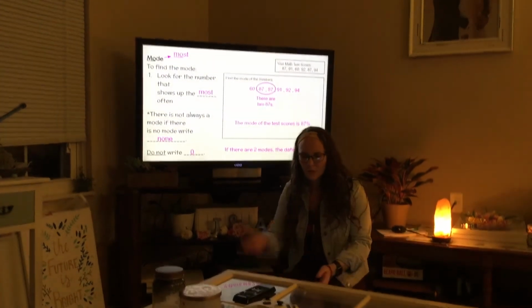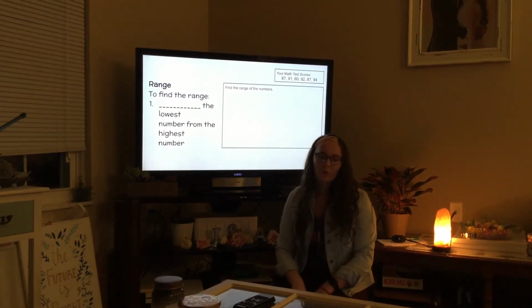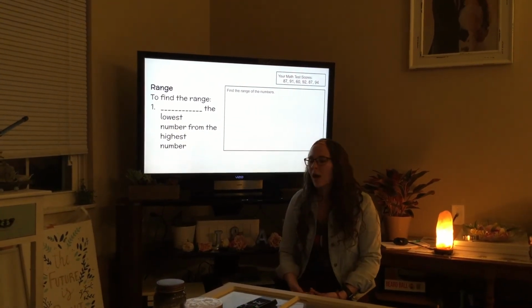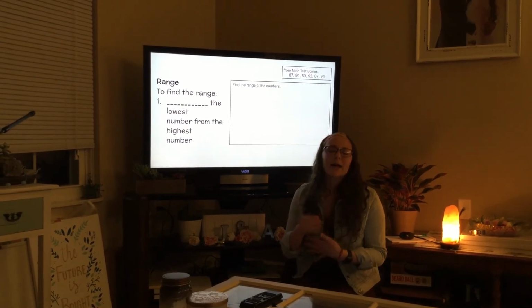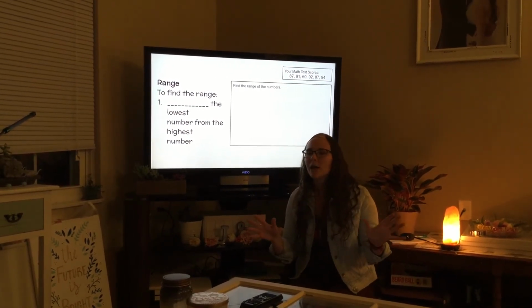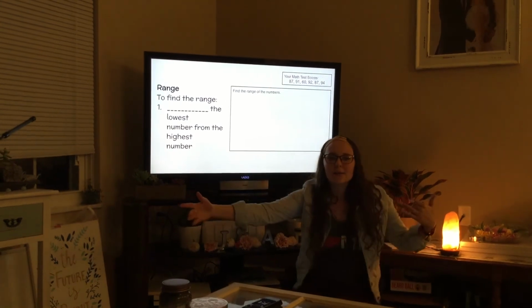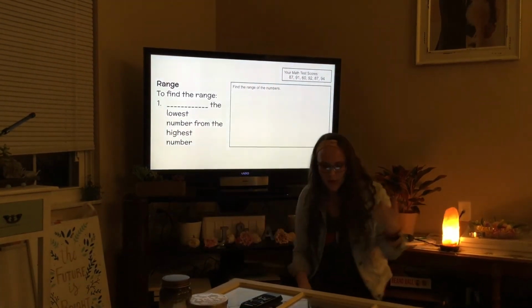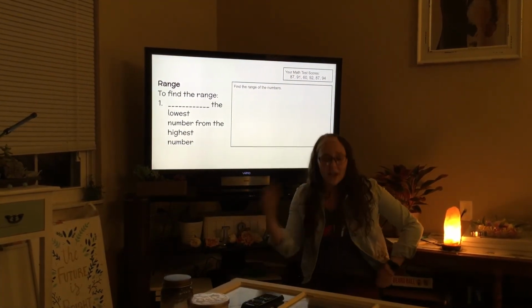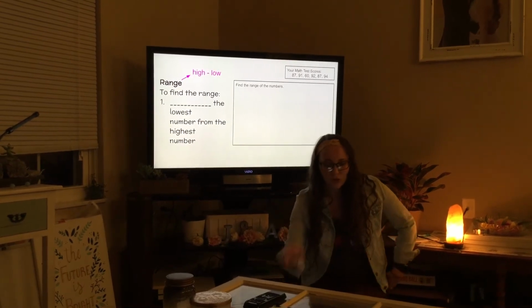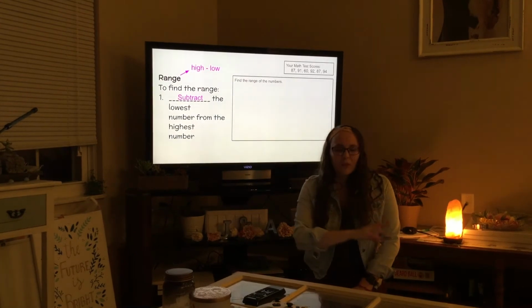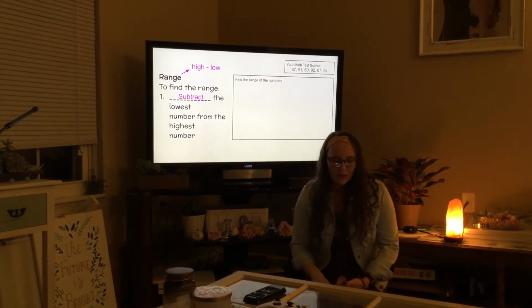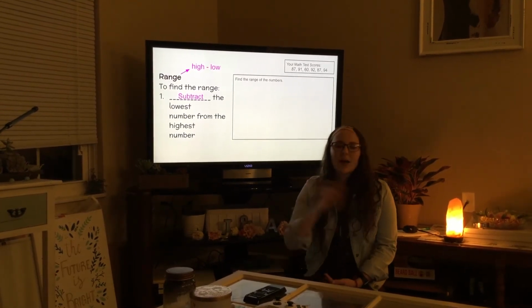Okay. Now we're going to get to the last one, which is range, okay? I like to think of the song Home, Home on the Range when I'm thinking this, but it's a different kind of range, okay? This one's talking about how far away data points are. So, to find the range, range is like high-low, okay? So when we are finding the range, we have to subtract the lowest number from the highest number.